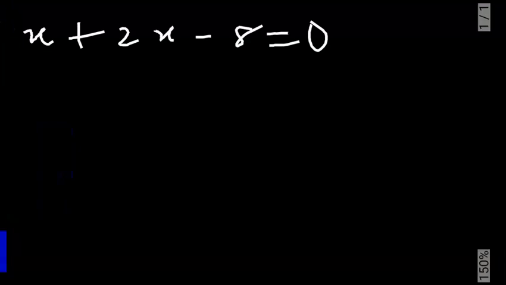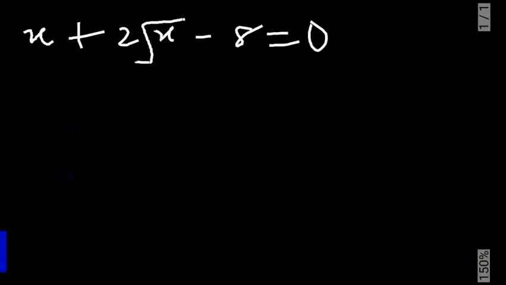Let's say we have x plus 2x minus 8 equals 0. This is actually very easy. You should be able to solve this. x plus 2x is 3x, equal to 8. x is equal to 8 divided by 3, and you have the value for x. But if we add this here, we have a radical equation. Now how do we solve it?